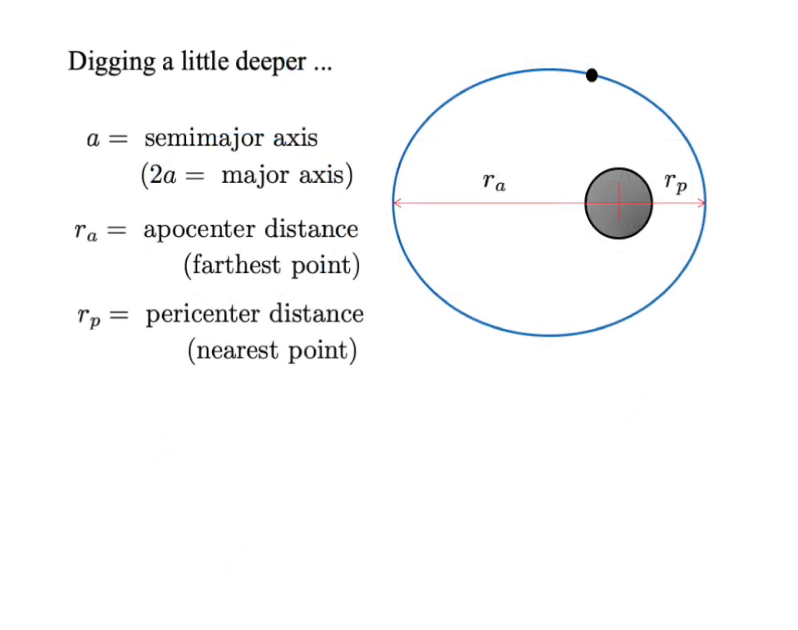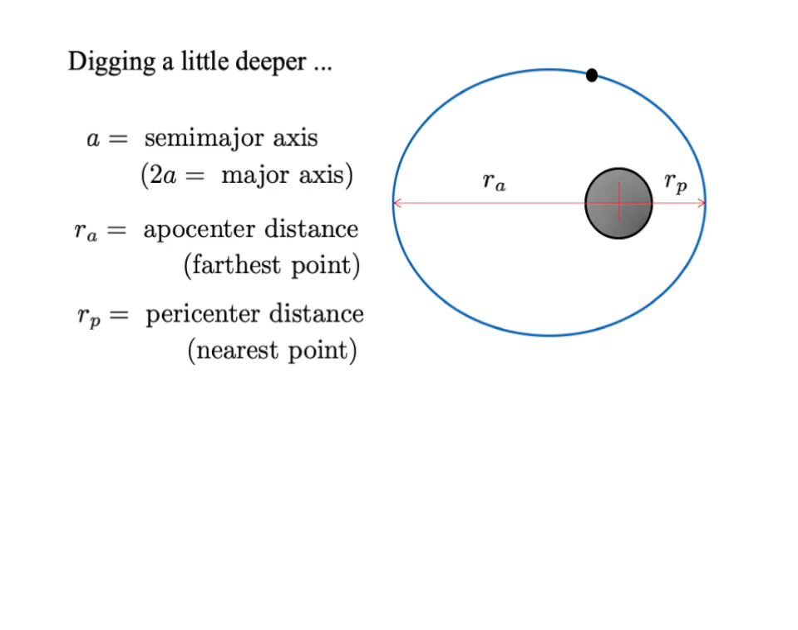Let's consider that orbital shape a little more closely. Since the planet is off-center in the ellipse, there will be one point over here on the left-hand side of the diagram, which is the point farthest from the planet. It's called the apocenter distance.